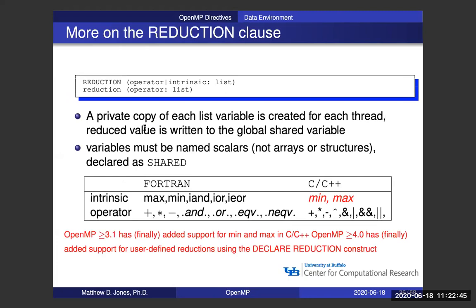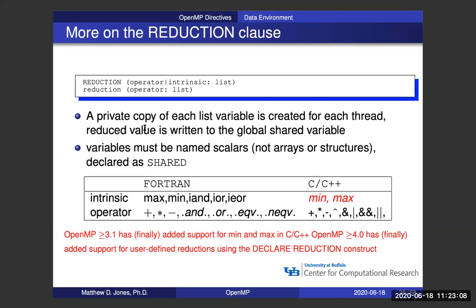A little bit more on the reduction, right? A private copy of each of those list variables will be created for each thread, and then the reduced value will be written to the global shared variable at the end of that encompassing parallel region or construct. So these variables have to be named scalars. They're not arrays or structures. They have to be declared as shared, and they obey all the operators that you would hope for.